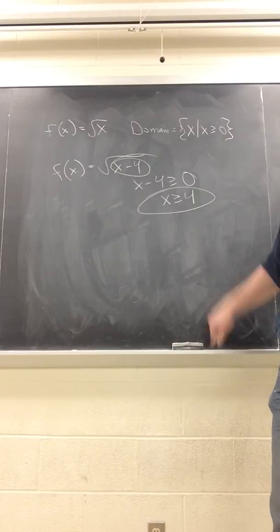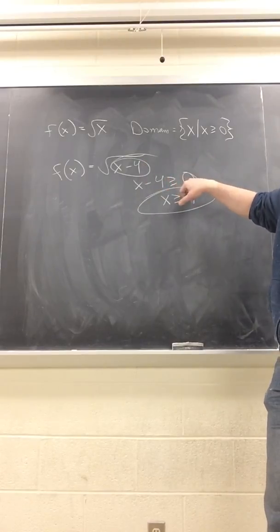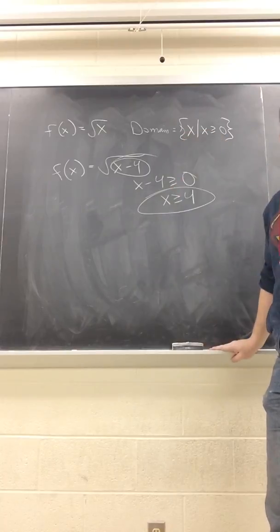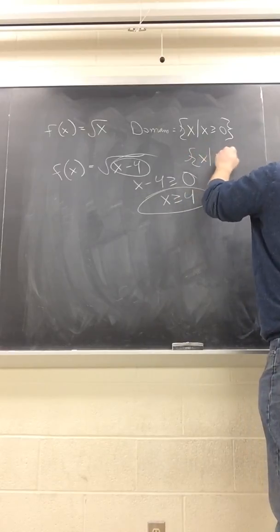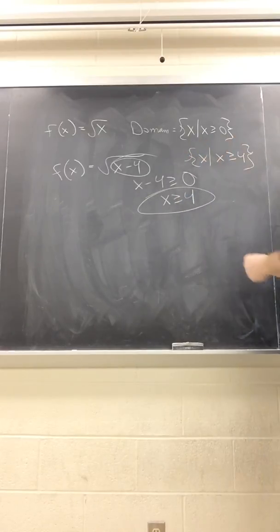Those are all the x's that keep that greater than or equal to 0, which means those are all the x's I can use for my domain. If you want to write it out formally, the set of all x such that x is greater than or equal to 4.